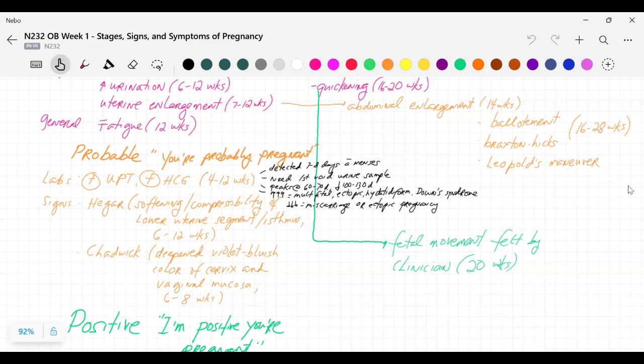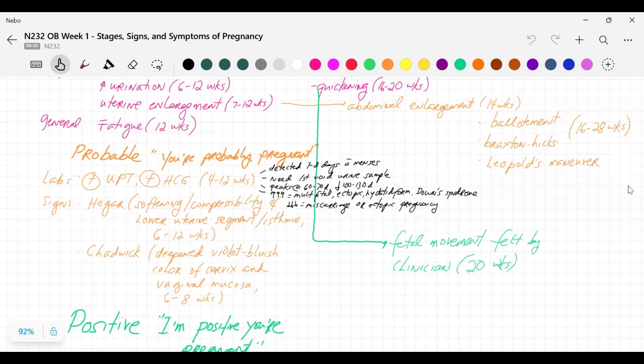It also has all of these fancy names on it. So if you hear a fancy name on an exam, Hegar, Chadwick, it's a probable sign, right? So probable, you're probably pregnant. Now we're doing a urine pregnancy test, UPT. What are we checking for? We're checking for HCG, right?